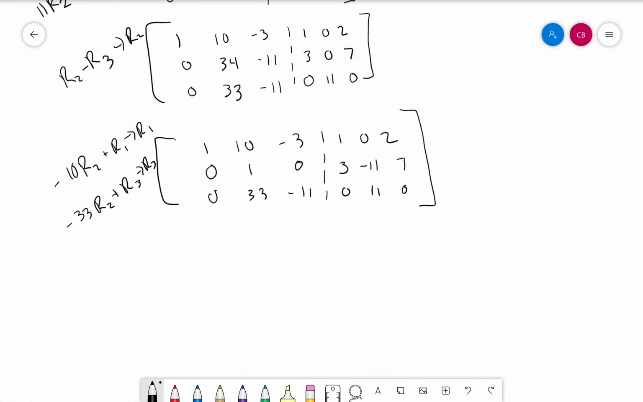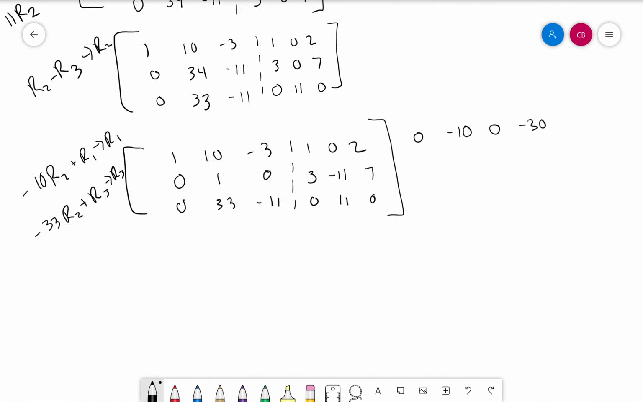Okay, so let's write out what they are. 0 times 10, negative 10, that's 0. Negative 10 times 1, that's negative 10. 0 times negative 10, that's 0. 3 times negative 10, that's negative 30. Negative 10 times negative 11 is 110. And 7 times negative 10, that's negative 70.